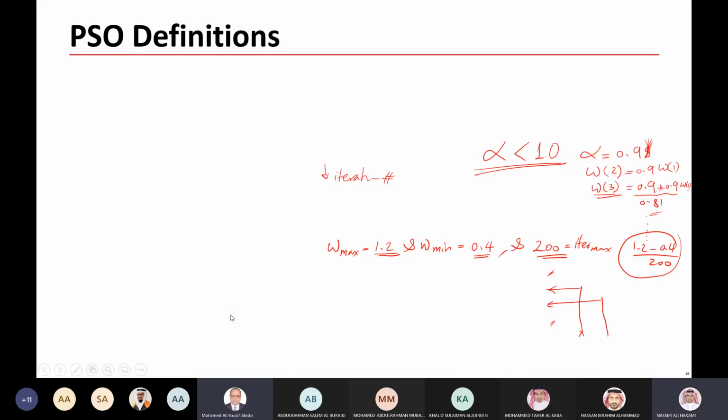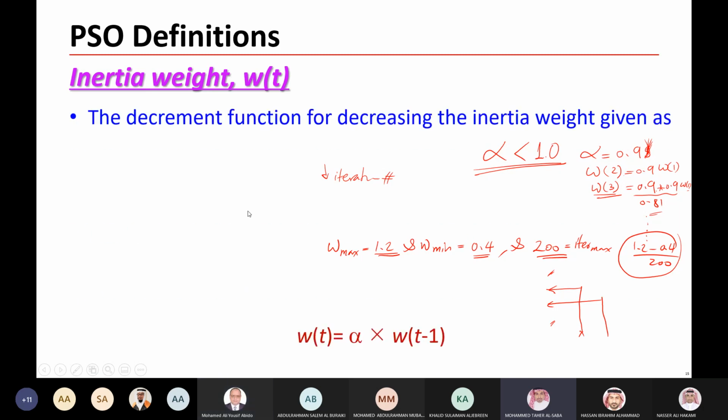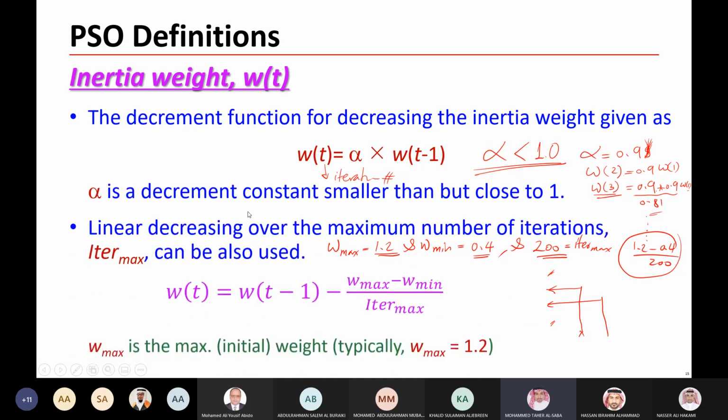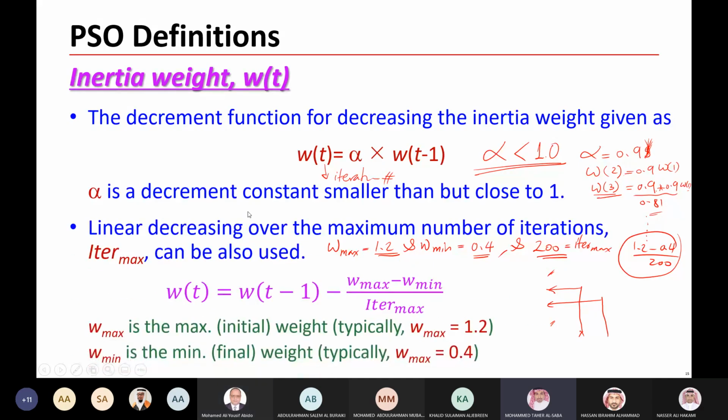Okay, so this is the inertia. Do you have any question? Other question? No. Muhammad Tahir? Yes, Doctor. A small question regarding this inertia. There are two methods, either with alpha or the linear decreasing, right? Which one is usually used?